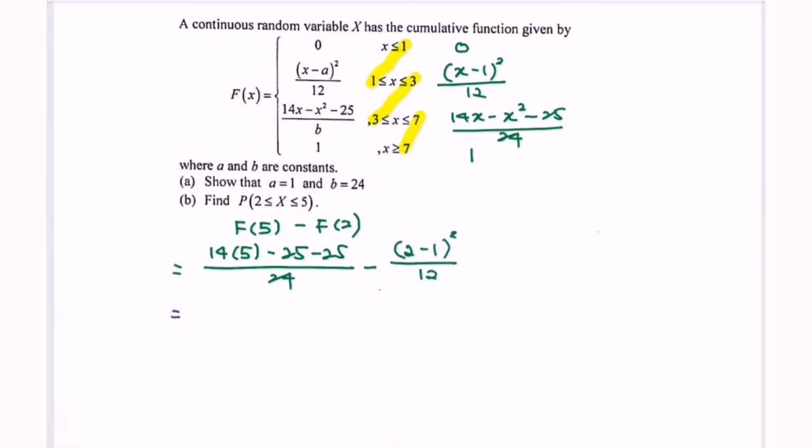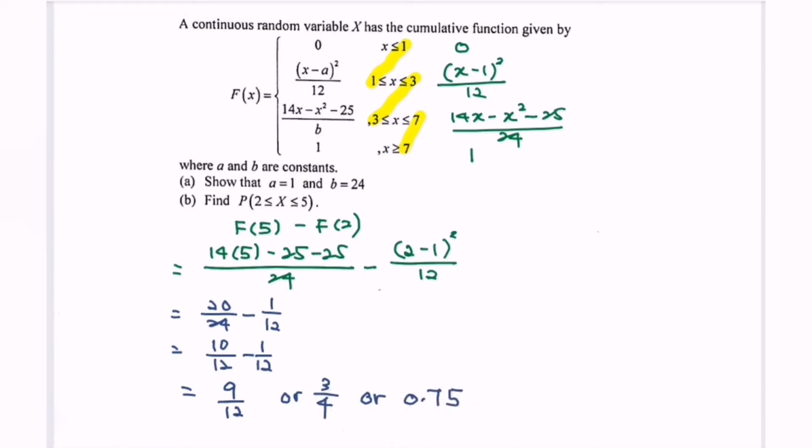So after we simplify, 14 multiplied with the 5 gives 70 minus 50, so we will have 20 over 24 minus 1 over 12. If we simplify, we will have 10 over 12 minus 1 over 12. So we will have 9 over 12. If we simplify, we will have 3 over 4, or we can say 0.75.